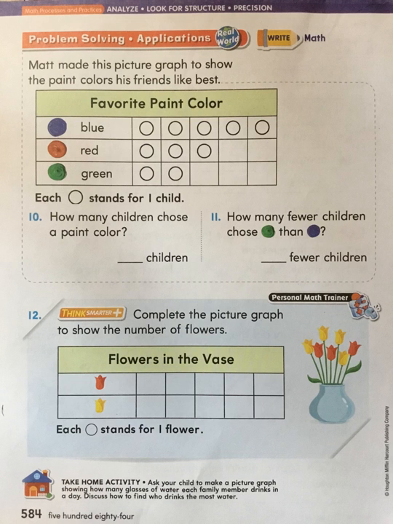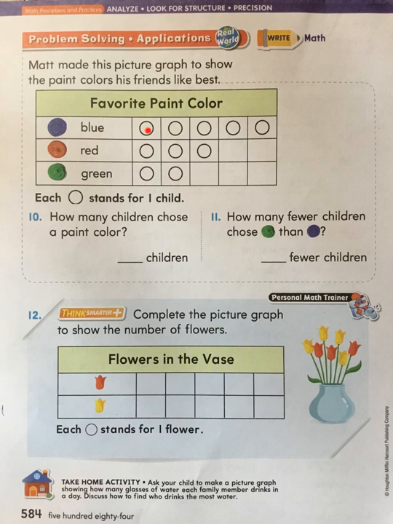All right, it looks like we have some more picture graphs. Let's look up here and see what it says. Matt made this picture graph to show the paint colors his friends like best. Okay, so let's take a look at the graph and get our information. Favorite paint color. We have blue, red, and green. And again, each one of those circles stands for one child. So let's go ahead and count how many votes we have for each and write them at the end.